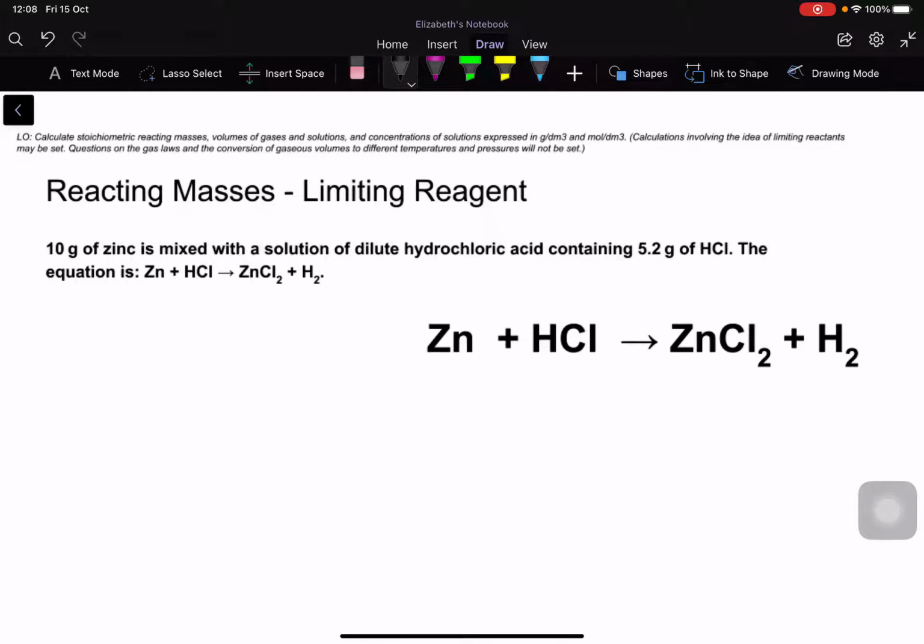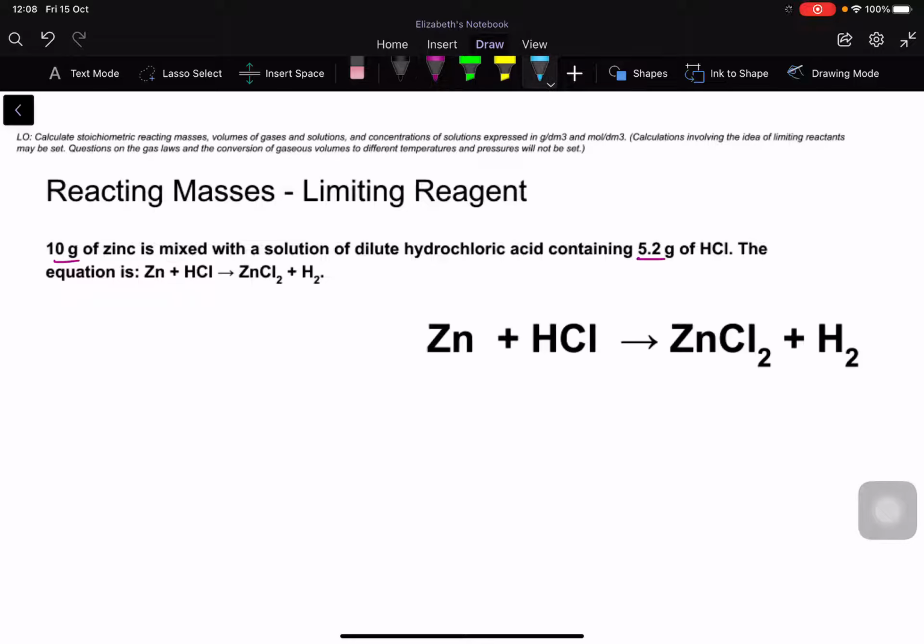This is how to do a mass problem when we have a limiting reagent. So this is when we're given the masses of two different things and we know that one of them there's not enough of, so it's going to limit the reactant. This is the dimensional analysis way. So let's take a look.